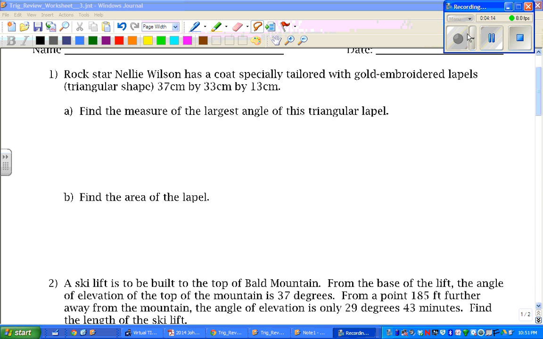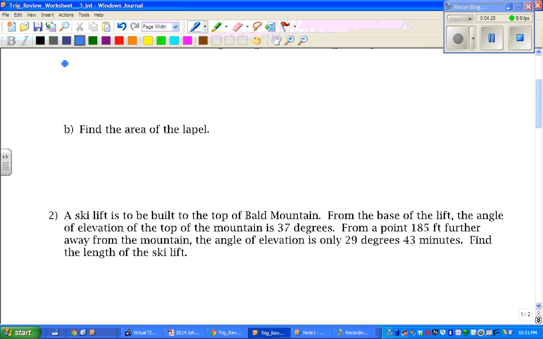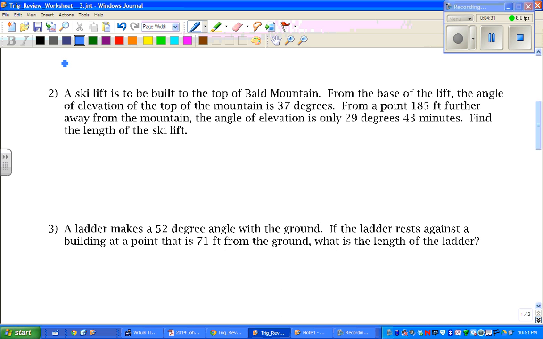So let's right now turn to that worksheet that was given out for you guys. Okay, number one, we're going to skip that because right away that's going to be a problem that we're going to look at later. Okay, number two, let's go through and read this.